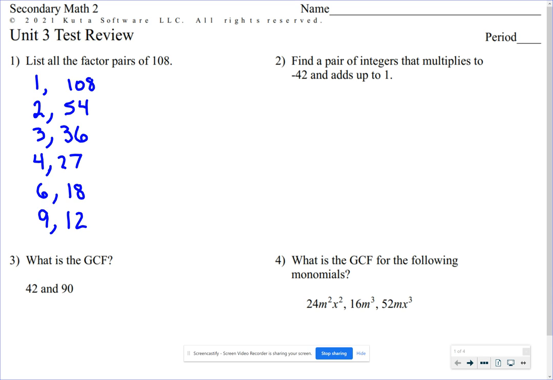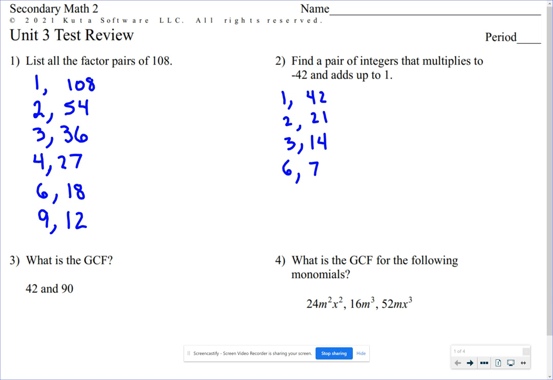Okay, number 2. Find a pair of integers that multiplies to negative 42 and adds up to 1. So I'm going to list the factor pairs of 42. 1 and 42, 2 and 21. Is 42 divisible by 3? We grab a calculator and we find out it's 14. 3 and 14. Is 42 divisible by 4? Nope. By 5? Nope. By 6? Yes. 42 is 6 times 7.